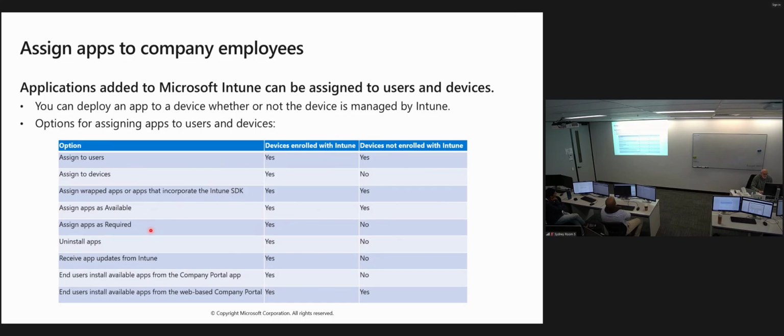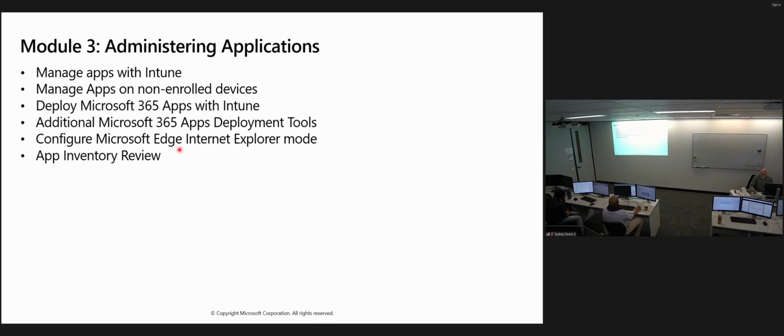Let's go and have a look at administering endpoint applications. Here we're focusing really on what Intune could do from an application perspective. So managing apps with Intune, managing apps on non-enrolled devices, deploying Microsoft 365 apps with Intune, additional 365 apps deployment tools, and then there's a section where we talk about Microsoft Edge with the new Internet Explorer mode. And we have a look at how we can review our app inventory through Intune.